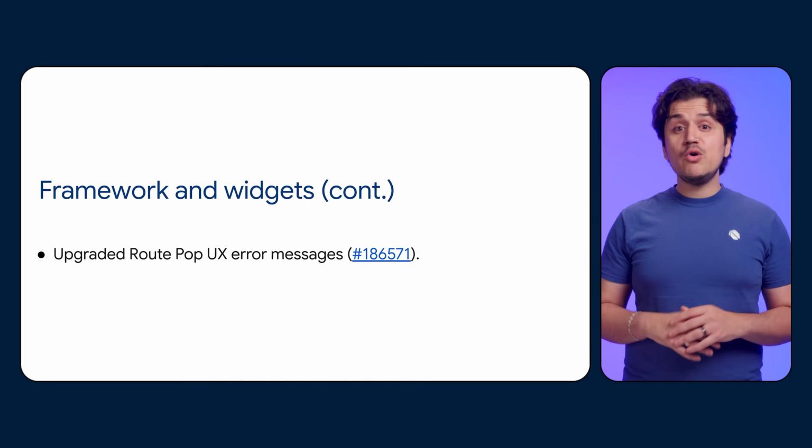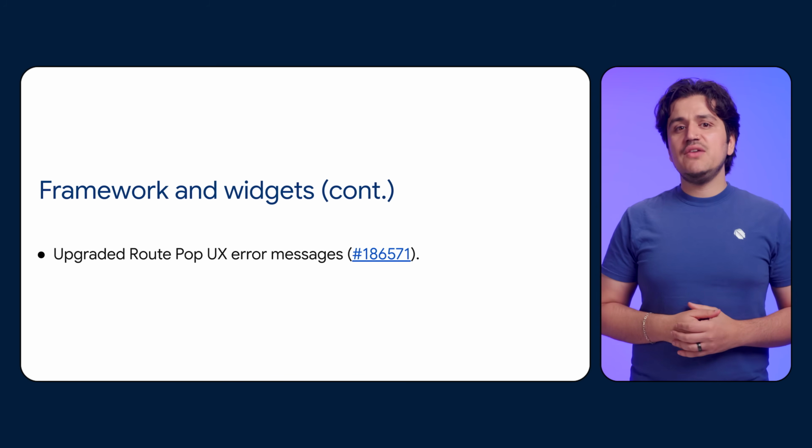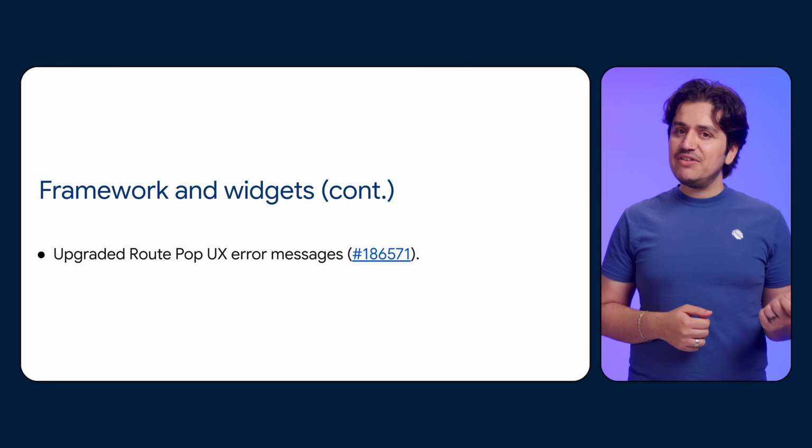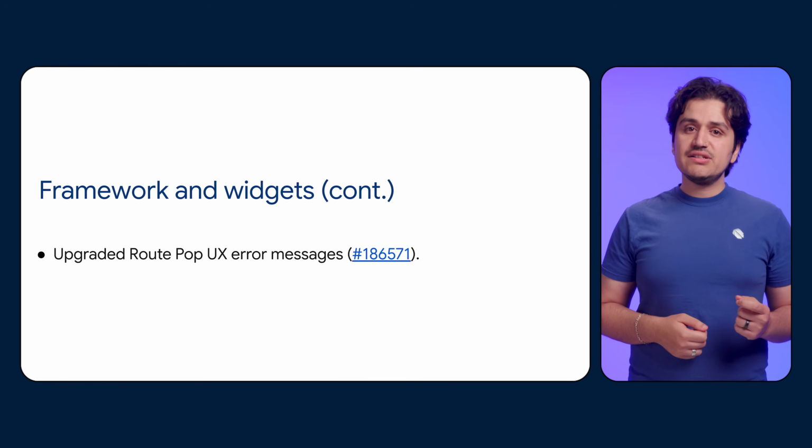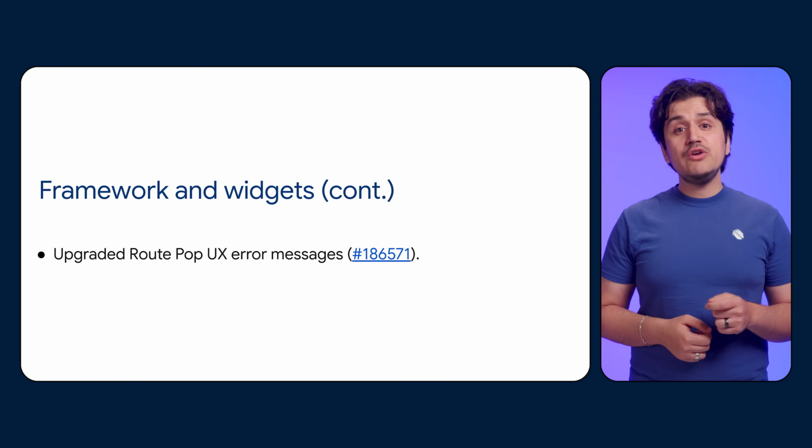And for all of you who have spent hours scratching your heads over obscure casting exceptions when popping screens, we've overhauled route pops. If you return the wrong type from navigator.pop or navigator.maybePop, you now get a clear type mismatch message pointing you to exactly the problem. So you can say goodbye to mysterious casting exceptions.